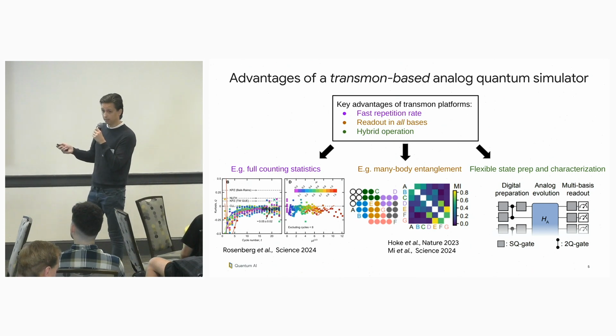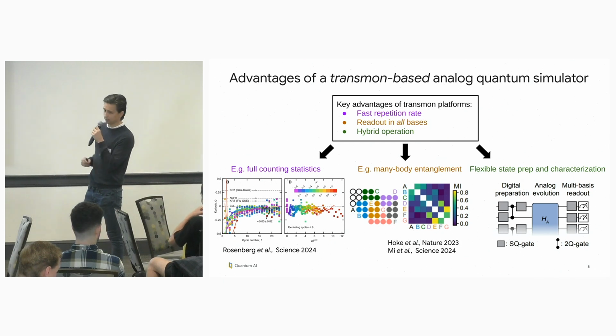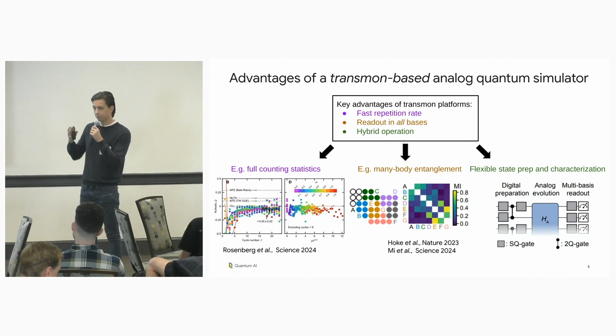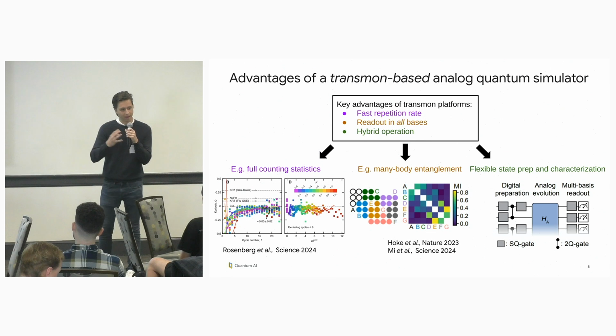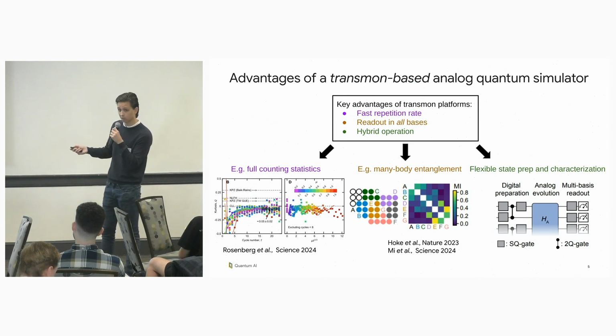We also have readout in all bases. If you combine that with this fast repetition rate, that gives you capabilities such as measuring the many-body entanglement in larger subsystems using randomized measurements. And actually, I want to take the second point here even further, because really what we have in our system is a very simple access to hybrid analog-digital operation. And this is kind of awesome because it really gives you the best of both worlds. It gives you the very fast entanglement growth of analog evolution, but then you can also use digital universal gates both to very flexibly prepare your initial state and also to very extensively characterize your final state. And you're going to see a lot of this in my talk today.